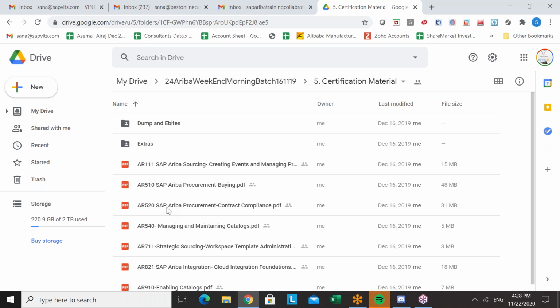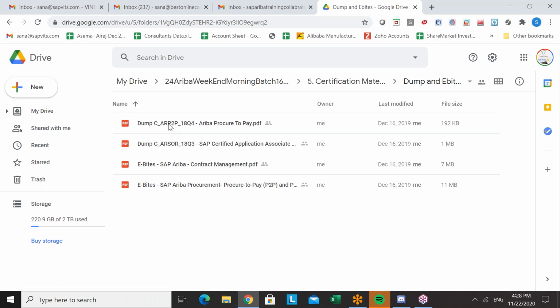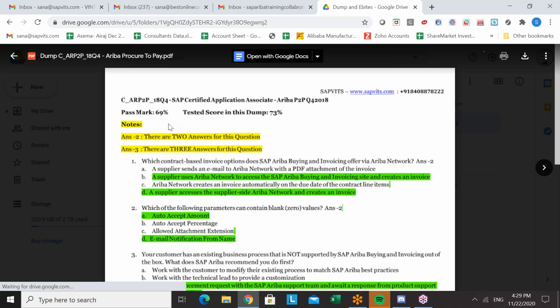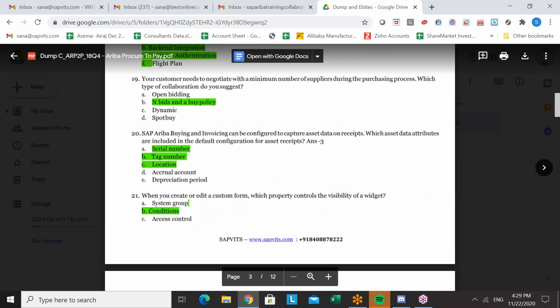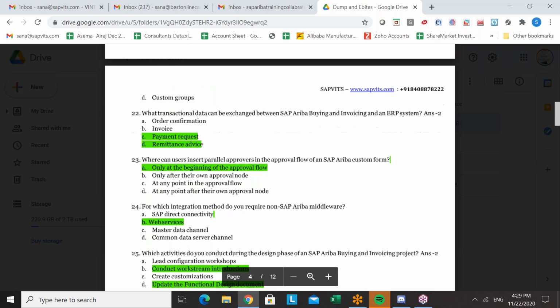Sana, can you click on the dumps and e-bytes over there? Click on the first one. Can you scroll down a little bit? Yeah, so basically these are more than enough. These are the questions which have already come in Ariba's certification. And as all of you know, in SAP, the questions which have already come in the certification are repeated. 60% of the questions are repeated from the old certification.